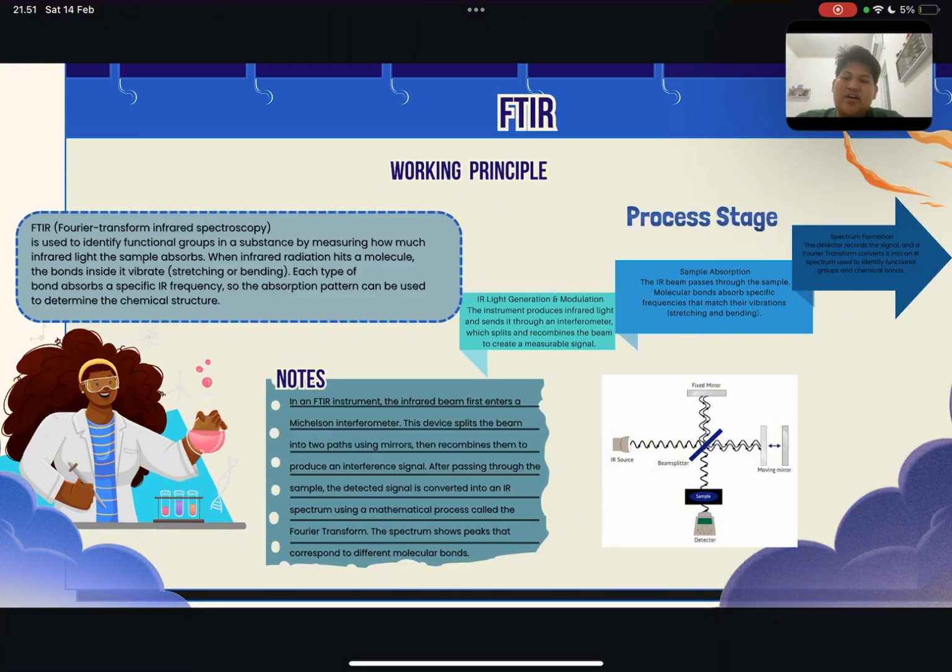Notes: in an FTIR instrument, the infrared beam first enters a Michelson interferometer. This device splits the beam into two paths using mirrors, then recombines them to produce an interference signal. After passing through the sample, the detected signal is converted to an IR spectrum using a mathematical process called the Fourier transform. The spectrum shows peaks that correspond to different molecular bonds. As we can see, there's an example picture of the FTIR.